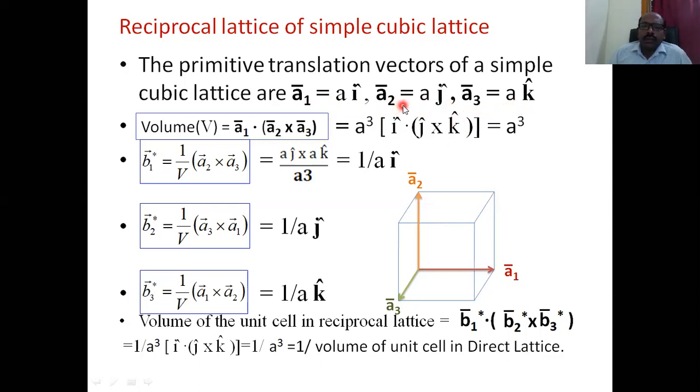And A2 is the base vector in y direction. Therefore, a into j cap. So A3 is the base vector along z axis. So a into k cap.